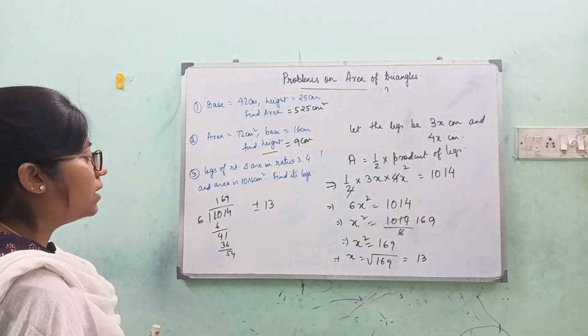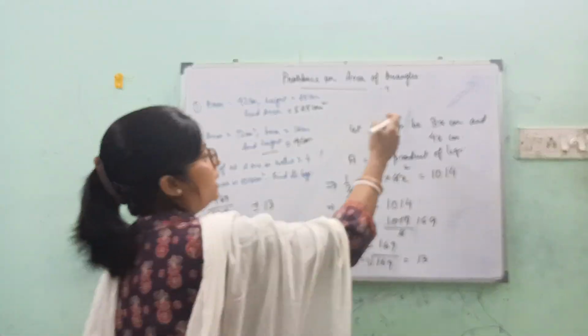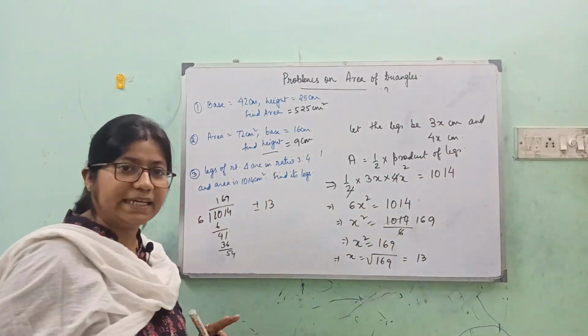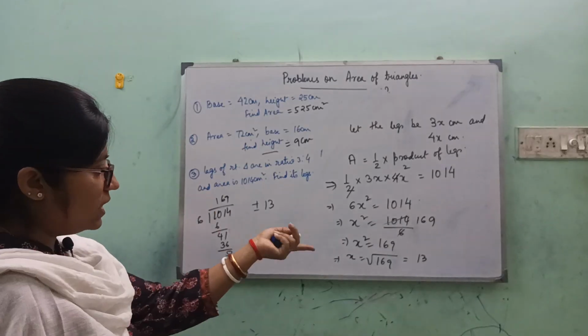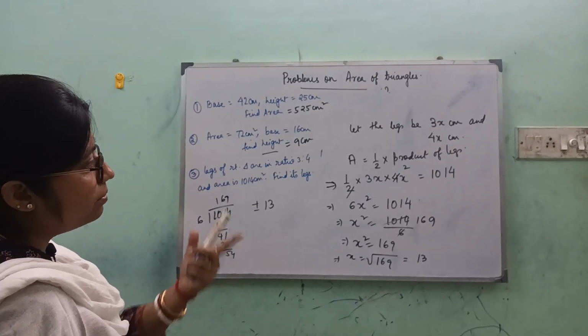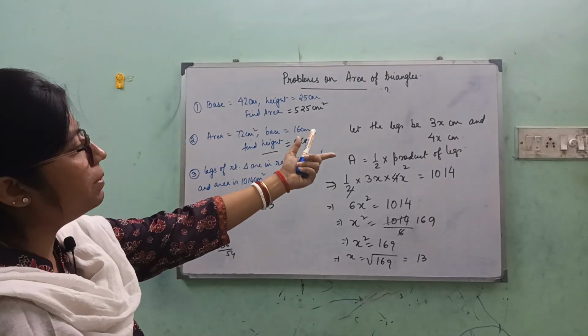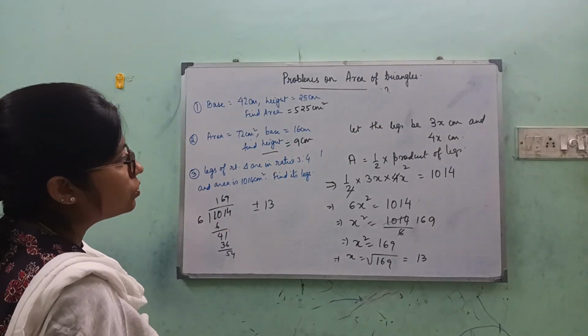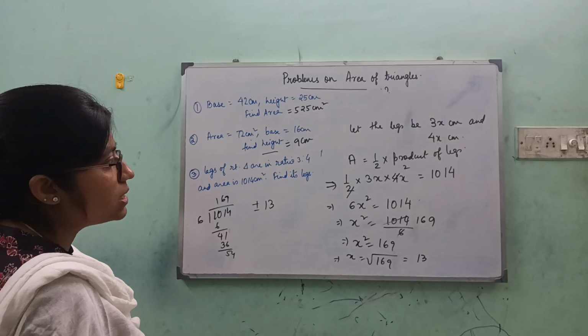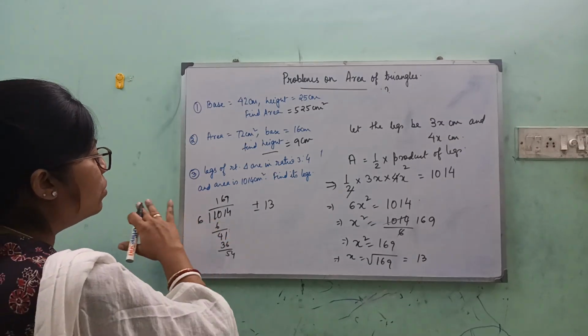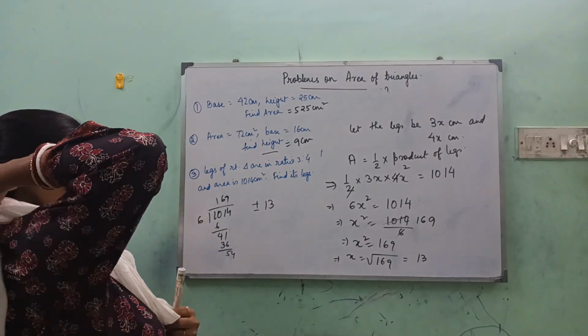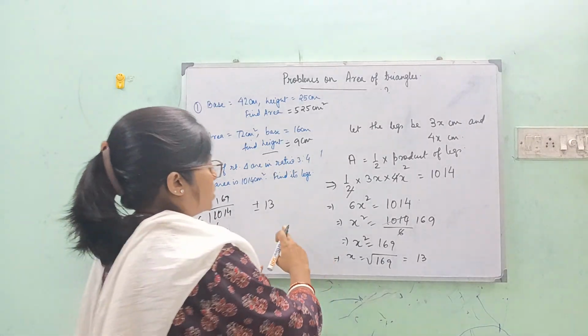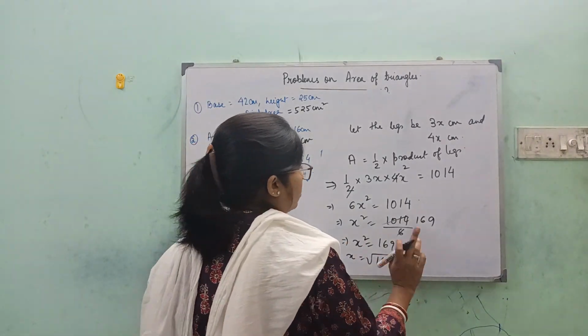But if we take x as negative, then the legs would become negative. Lengths cannot be negative. If we take x as minus 13, the length would become minus 39. So that is not possible. Lengths cannot be negative, so that value, minus 13, is rejected. We are not taking that. We will be concerned only with the positive value. So x is equal to 13 we got.